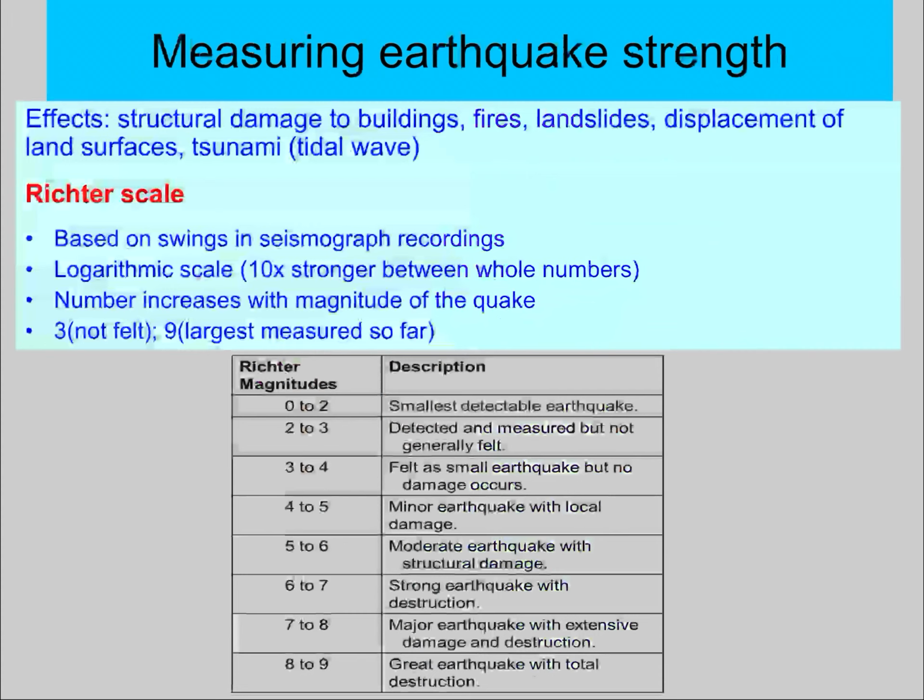So the Richter scale is based on the swings in the seismograph readings. It's a logarithmic scale, so there's a factor of 10 times stronger between every whole number. So between a 1 and a 2, the earthquake is 10 times stronger. Between a 1 and a 3, it's 100 times stronger. Numbers increase with the magnitude of the earthquake, and it goes anywhere from 3, which is not generally felt, to 9, which is the largest measured so far. And the thing with scales like this is that sometimes we adjust them as bigger and more destructive events occur, but for right now, 9 is the highest we've measured.